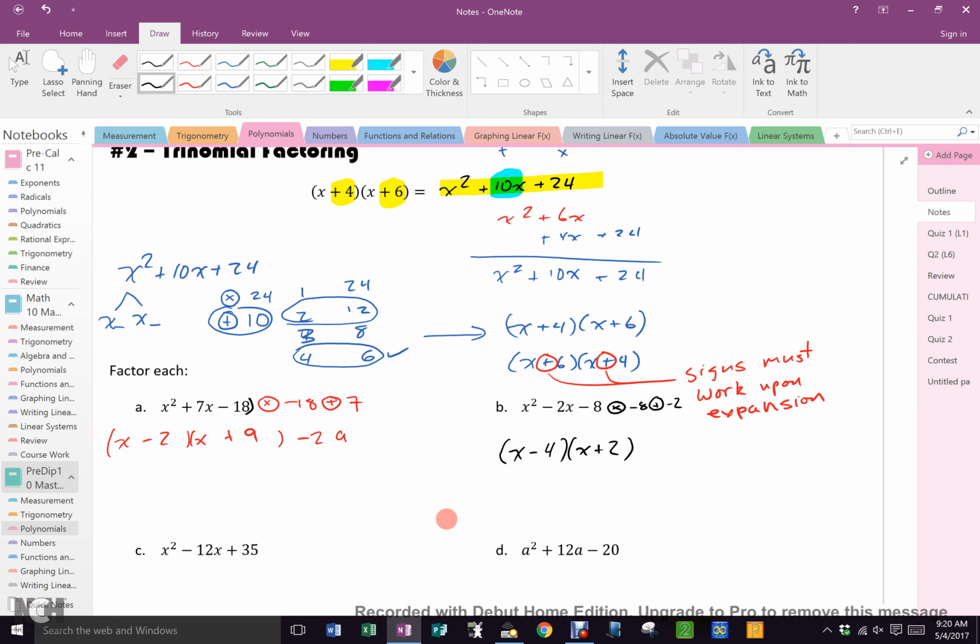Even if you screw up the signs somewhere along the way, when you expand it out, oh crap, that doesn't work. I can't possibly be right. Kind of like when you tell me that the hypotenuse is shorter than one of the legs.